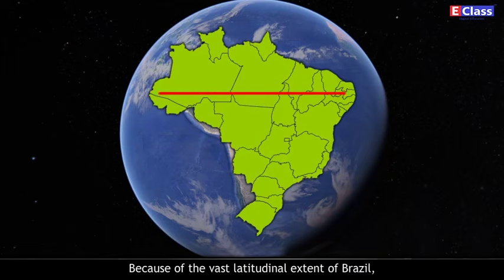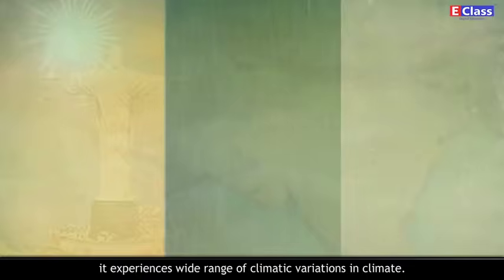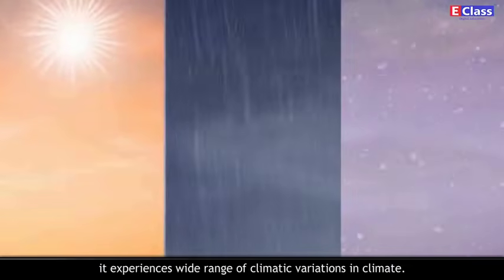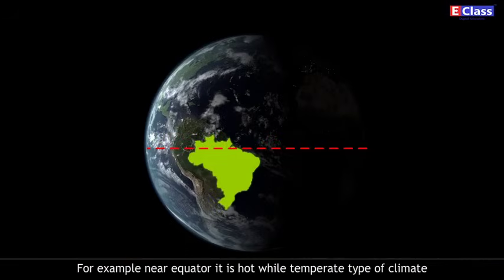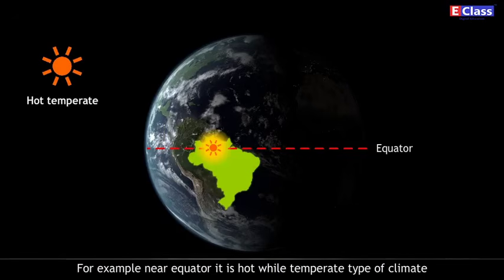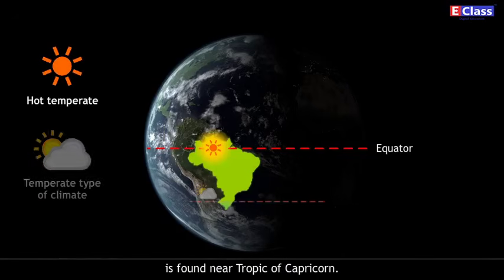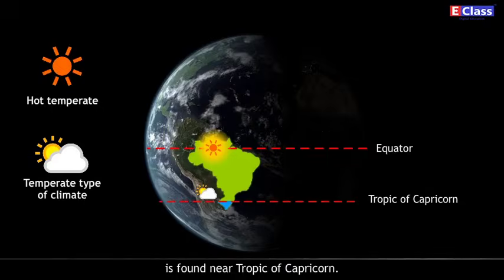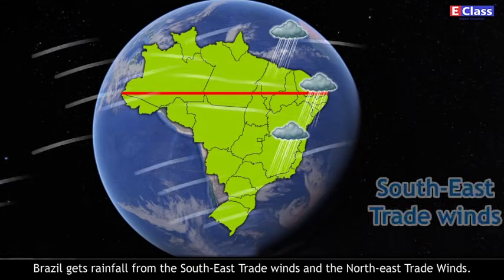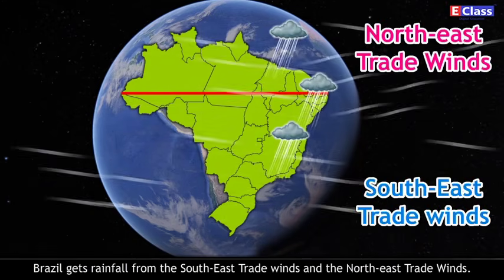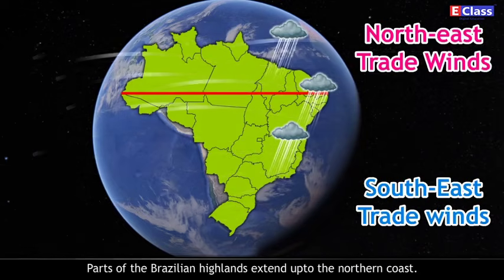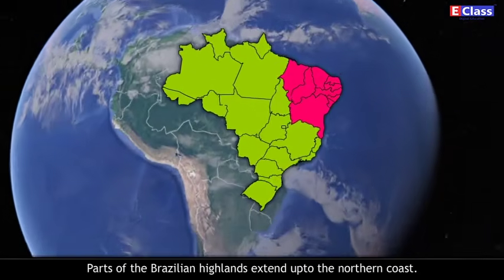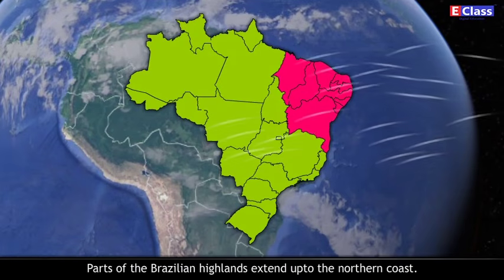Because of the vast latitudinal extent of Brazil, it experiences a wide range of climatic variations. For example, near the equator it is hot, while temperate type of climate is found near the Tropic of Capricorn. Brazil gets rainfall from the southeast trade winds and the northeast trade winds. Parts of the Brazilian highlands extend up to the northern coast.